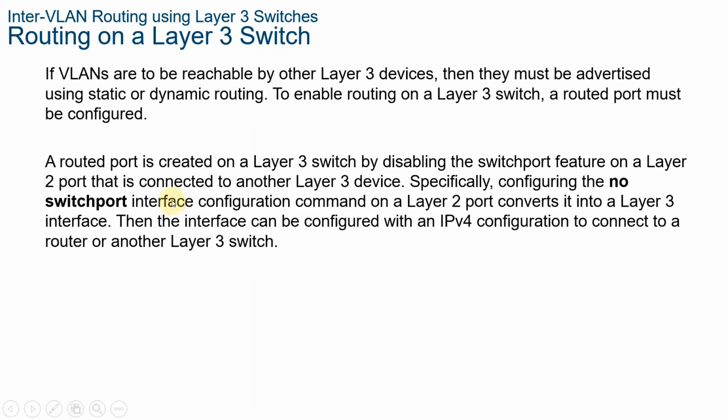So specifically, configuring the interface configuration command no switch port on a layer 2 port converts it into a layer 3 interface. Take note that it is a switch, and therefore it is in switch port mode. So when we execute no switch port on the interface, it becomes the routed port. The interface can then be configured with an IPv4 configuration to connect to a router or another layer 3 switch.